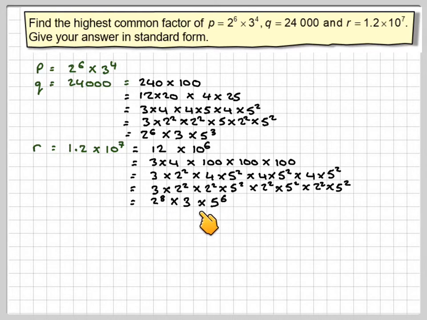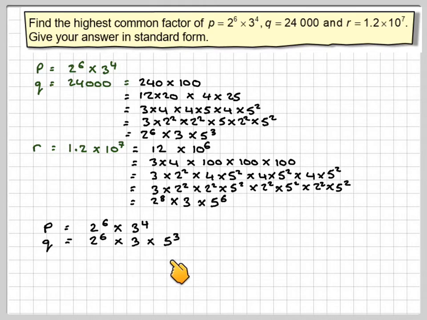Again, at this stage, when you calculate, make sure you get back. Now, writing those out, so we've got P is 2 to the 6 times 3 to the 4. Q is 2 to the 6 times 3 times 5 to the cubed. And R is 2 to the 8 times 3 times 5 to the 6. You want the highest common factor.